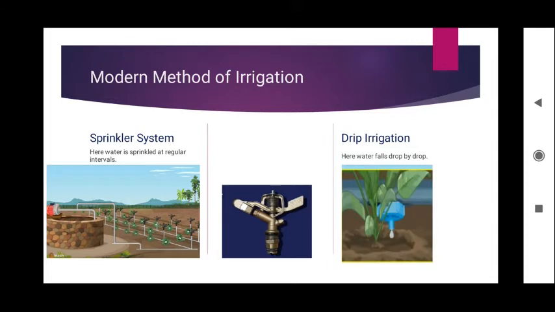The second one is drip irrigation. In this system, the water falls drop by drop directly onto the roots so that there is no waste of water at all. This is called drip irrigation, and it is used in regions where water availability is very less. This is the best technique for all fruiting plants, gardens, and also some trees. So these two methods are practiced in modern days for irrigating cropland.